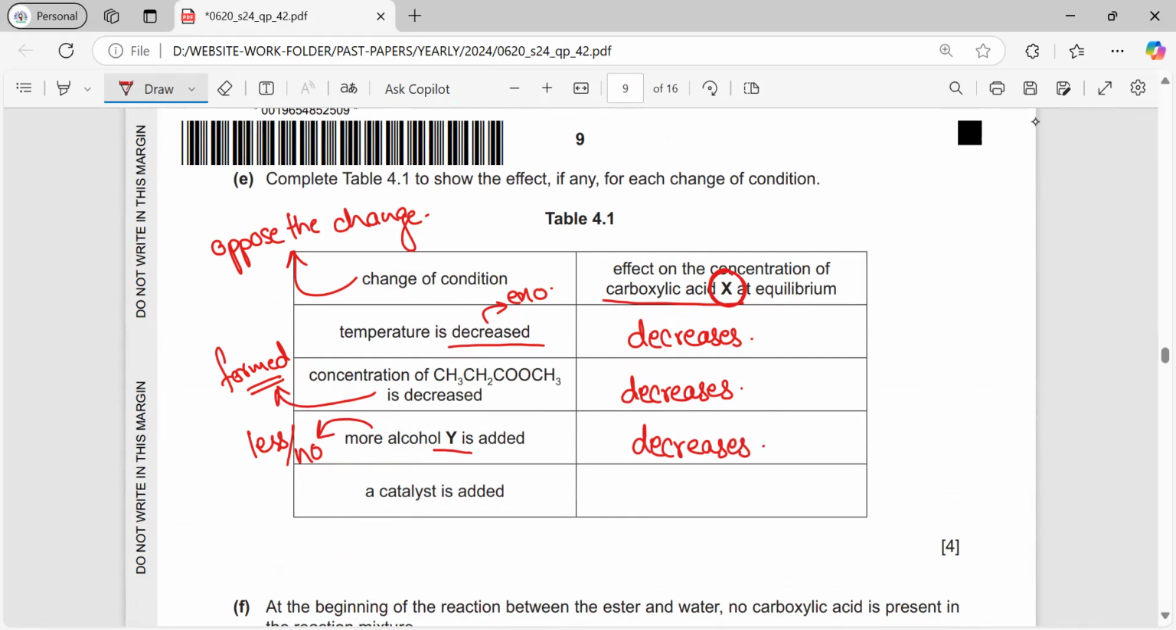When a catalyst is added, the catalyst has no effect on the position of equilibrium. A catalyst increases the rate of the reaction. It increases the rate, but it has no effect on the equilibrium position.